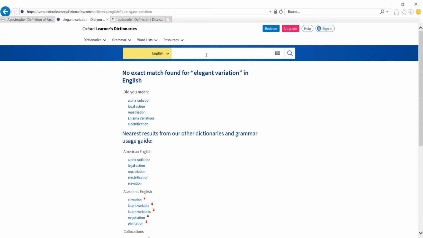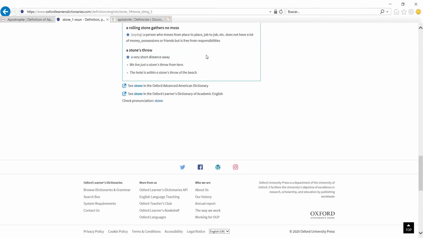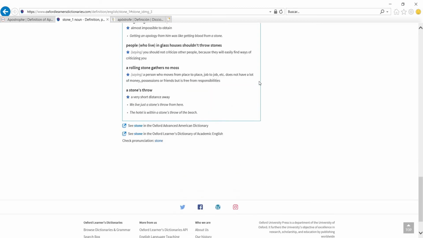Now, of course, there are certain words that choose the apostrophe, especially the ones for time, like the day's routine, an hour's drive, also for space, the journey's end, a stone's throw. That means very, very near, right? This is a stone's throw from here, meaning very, very close by, right? A very short distance. We've lived just a stone's throw from here or from each other, right?